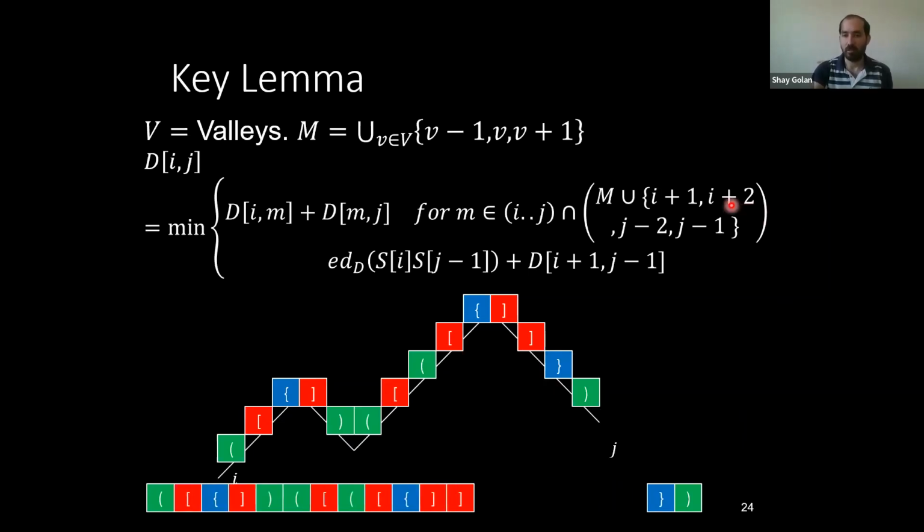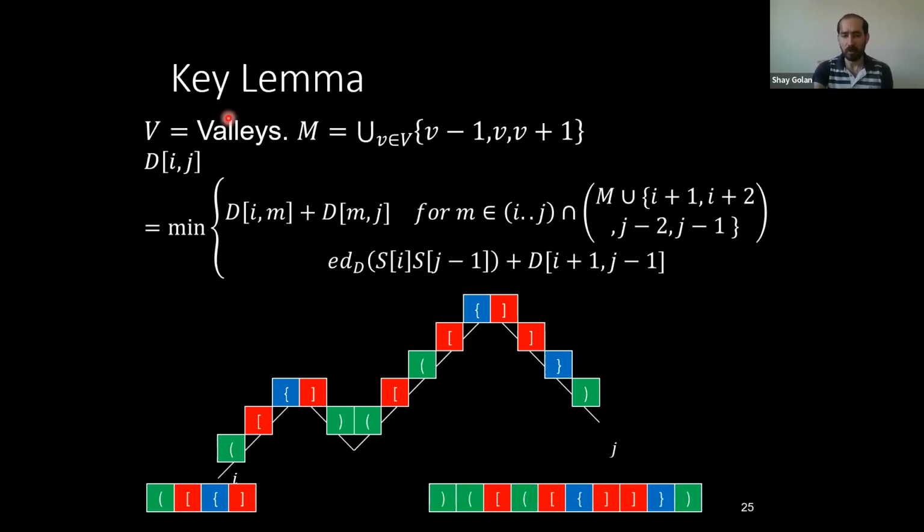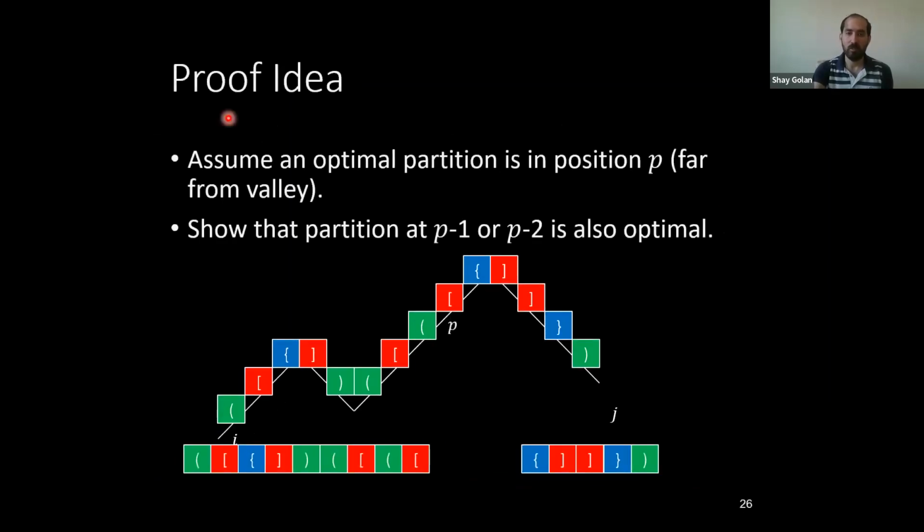This is in this area. The partition where the length of the suffix is 1 or 2. And most important is all the positions in between, we can just focus on the valleys. And for every valley, consider one position to the left of the valley, the exact position of the valley, and one position to the right of the valley. So for every valley, we will consider just 3 positions, and we ignore all the other positions between i and j. And let me give you the idea of the proof.